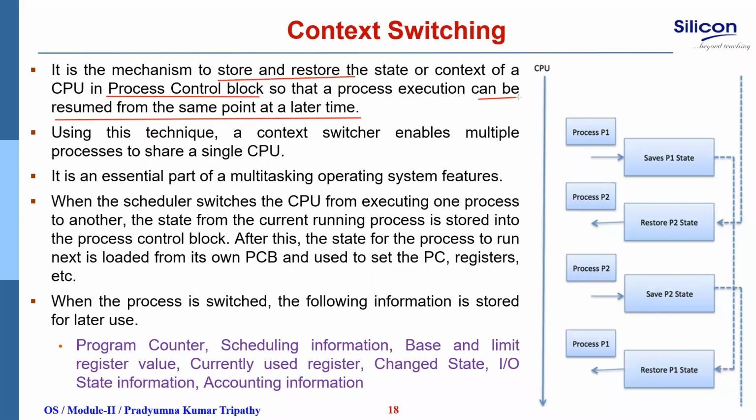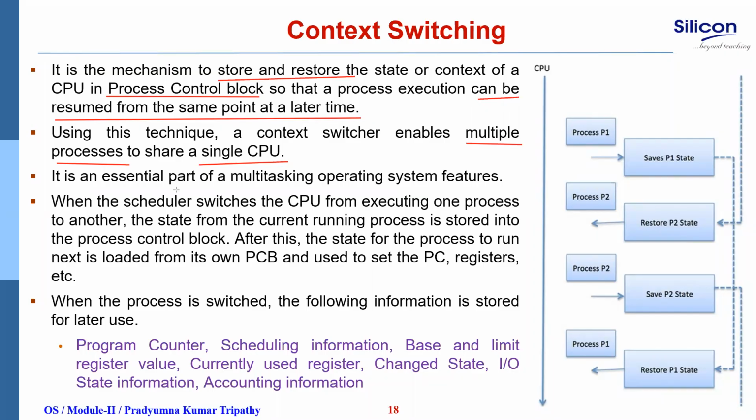Using this technique, a context switcher enables multiple processes to share a single CPU. So I will have multiple processes, but there is only a single CPU. Here we can see the process P1 is saved and the process P2 is restored. Here it saved; if another request comes, it will save the process P2 and restore the process P1. That is the diagram which I explained in the previous slide.